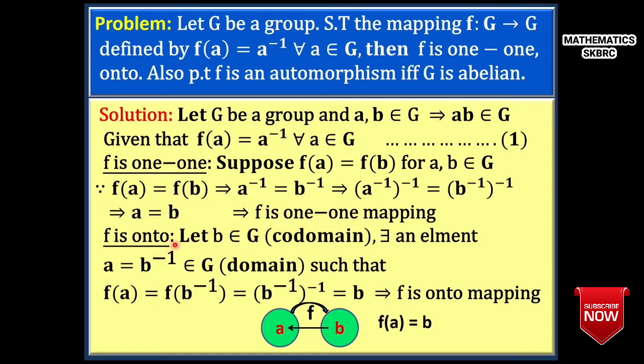Second one, f is onto. Let b belongs to G, the codomain. Then there exists an element a is equal to b inverse belongs to G, the domain, such that f of a is equal to, with a is b inverse, f of b inverse is equal to, by using (1), a inverse. Here f of b inverse is equal to (b inverse) whole inverse, that is equal to b. That is f of a is equal to b. This means every element in the codomain has a pre-image element in the domain, then we say that f is an onto mapping.